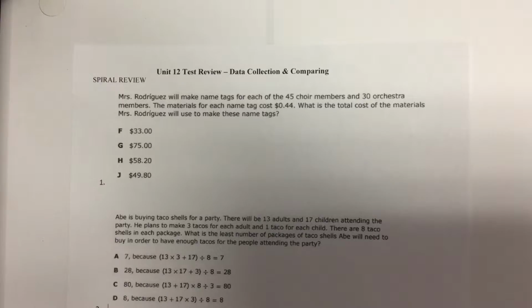So we're going to take a look at the spiral review next. So number 1, Mrs. Rodriguez will make name tags for each of the 45 choir members and 30 orchestra members. The materials for each name tag cost 44 cents. What is the total cost of materials Mrs. Rodriguez will use to make these name tags?